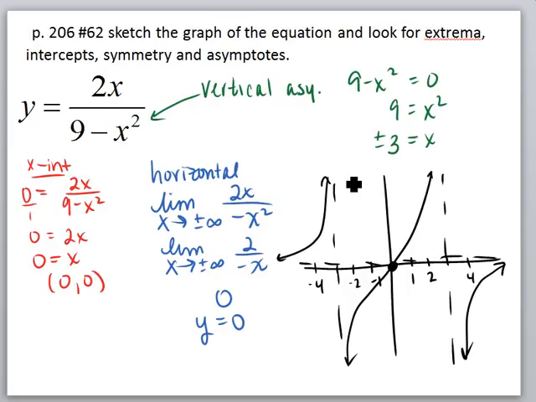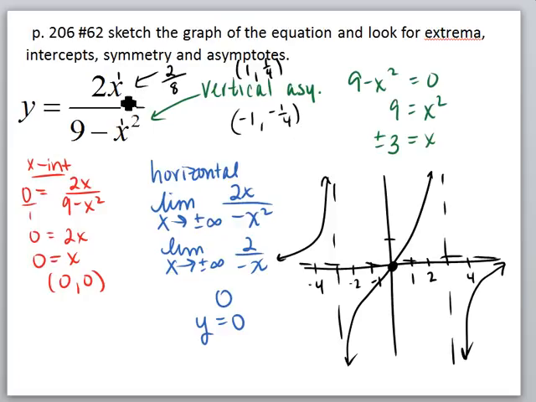This is actually symmetric about the origin, and how I know that is that the point (1, 1), I guess that isn't necessarily (1, 1). Let's see, this would be 2 on top if I was to put 1 in for x, and I'd have 8 on the bottom. So I would actually have 1/4. So the point (1, 1/4) is on the graph, and so is (-1, -1/4).